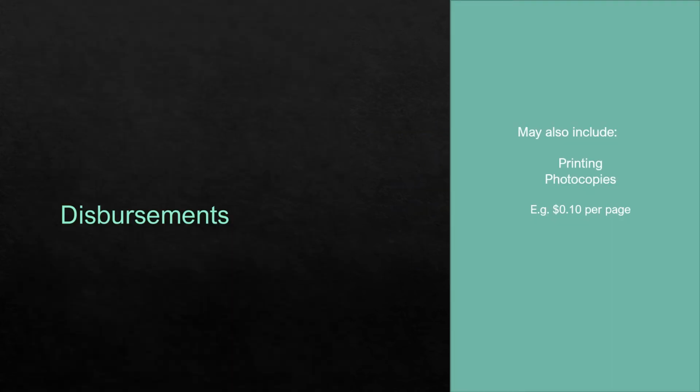The second type of disbursement is for printing and photocopying. Many offices charge per page for printing or copying documents. This is usually a nominal amount, such as 10 cents per page. An alternative to charging per page is to have a set fee for disbursements. For example, at our office we have a flat fee of $20 for printing and binding court briefs, but we don't charge anything for regular printing or photocopying. If you aren't sure whether or not you'll be billed for this kind of disbursement, ask before the work starts.